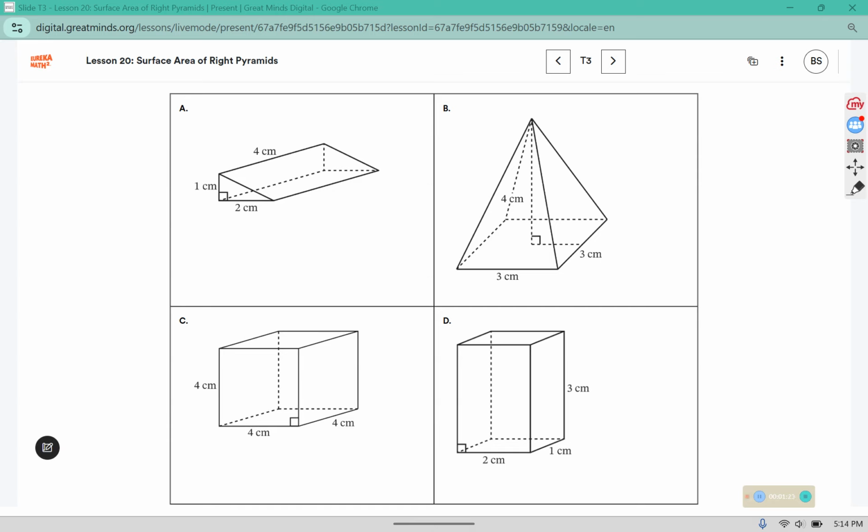You might argue that C does not belong because it is the only one where all 3 dimensions are the same. If we looked at A, this one has a base that is a triangle. The rest of them have rectangular bases. Or perhaps you might say D does not belong because the rest of them all have a height of 4 and this one has a height of 3. So you can make an argument for which one you believe does not.